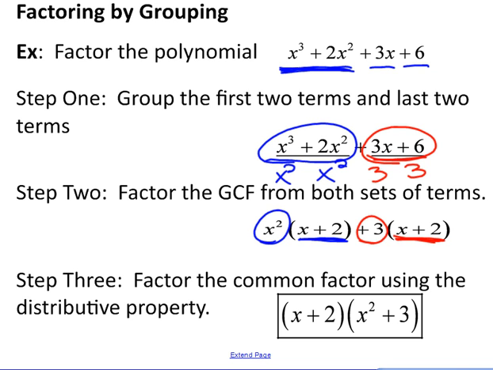At this point, I want you to notice that they both have an x plus 2. We divide out the x plus 2. What's left? The x squared and the positive 3. So your answer when you factor this is x plus 2 times x squared plus 3.